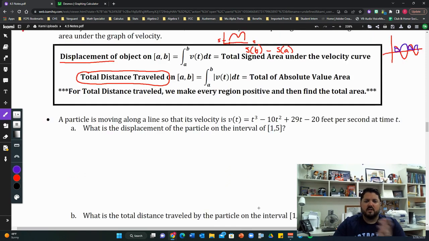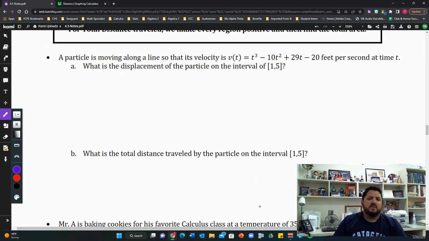All right, so let's try some of these. For this first one, it says a particle is moving along a line so that its velocity is v of t equals t cubed minus 10t squared plus 29t minus 20 feet per second at time t. So for A, I want to know what is the displacement of the particle on the interval 1 to 5.